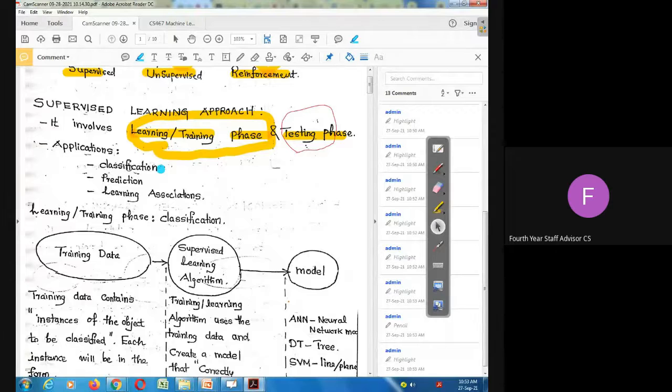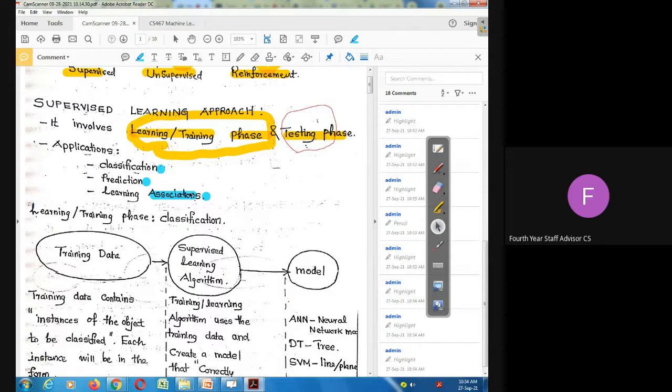For example, an image is given to a system. The system wants to classify it as boy or girl. That is a classification problem. Another is prediction problem. What is a prediction problem? For example, weather forecasting is an example of a prediction problem. And another is learning association. That is, we will find the relationship or association between the data.